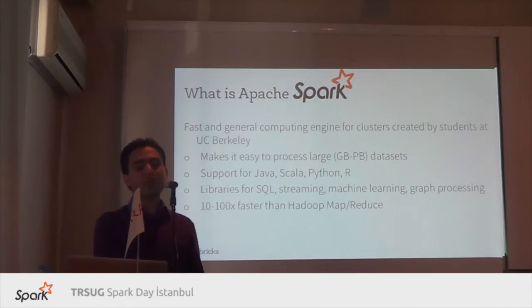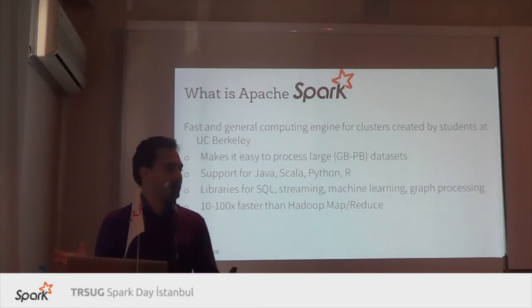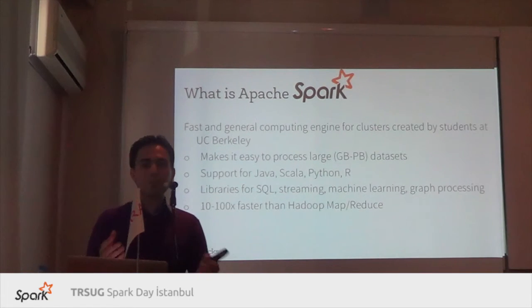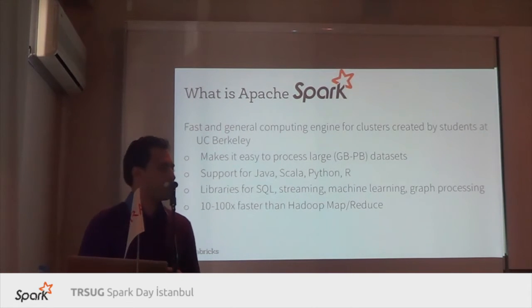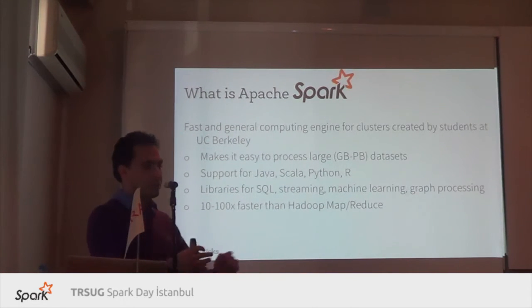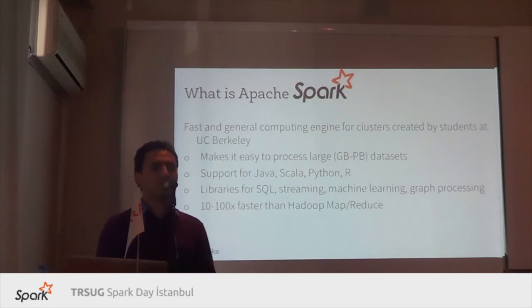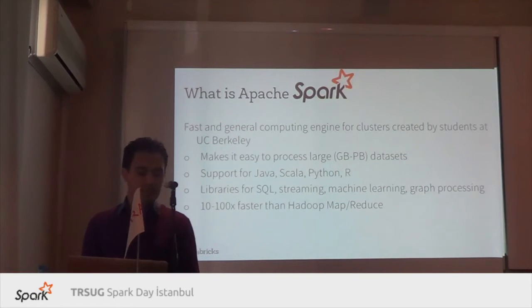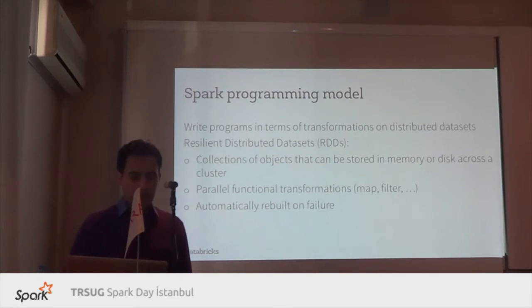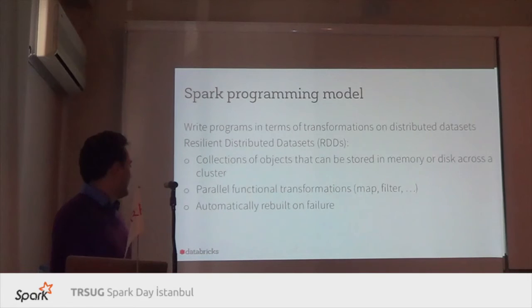It's also general in another sense. There are many different workloads or types of processing that can be done in Spark. You can use Spark for SQL, as I mentioned, streaming, which is a different style of processing, machine learning, and graph processing. So it accommodates all those types of workloads as well. And also it's faster. It's between 10 to 100 times faster than Hadoop MapReduce, depending on the type of workload. I'll offer more details about that.